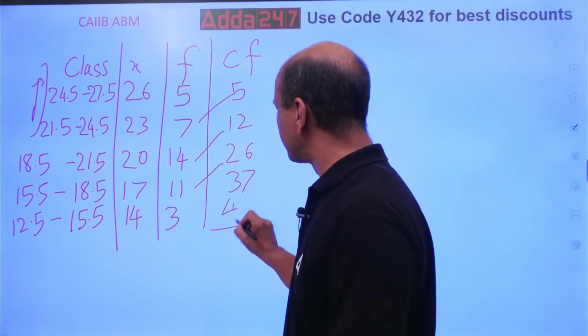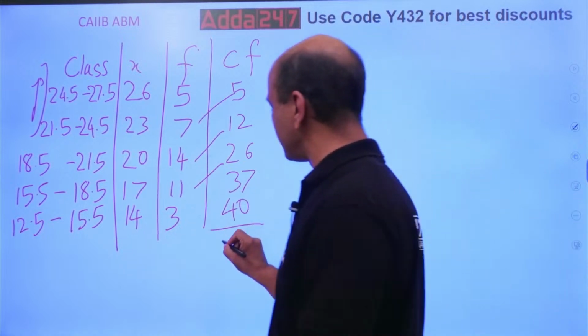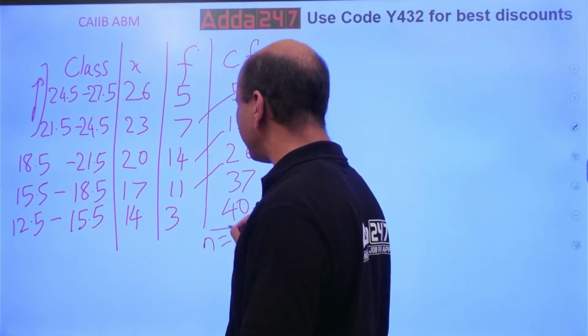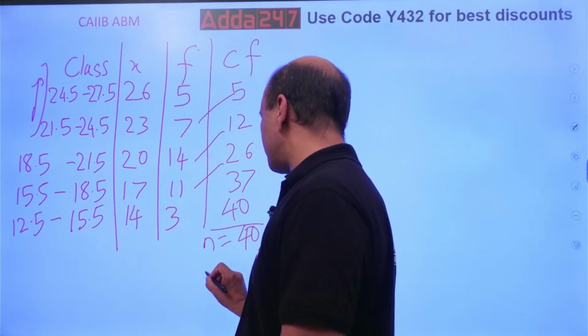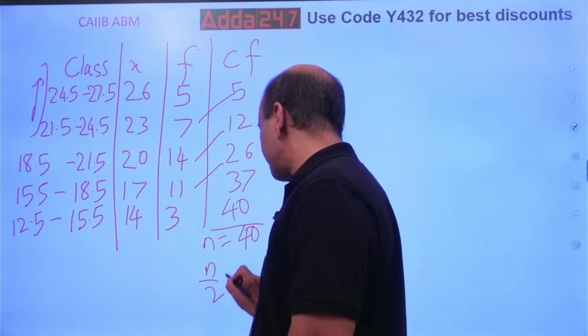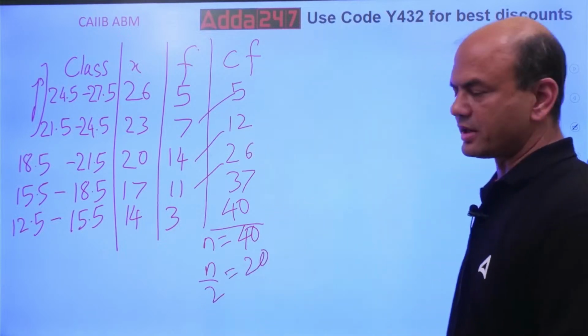40. So now 40, half of 40 is what? N upon 2. See this, N is 40. N equals summation F, 40. So N upon 2 is what? N upon 2 equals 20. Okay, N upon 2 is 20.